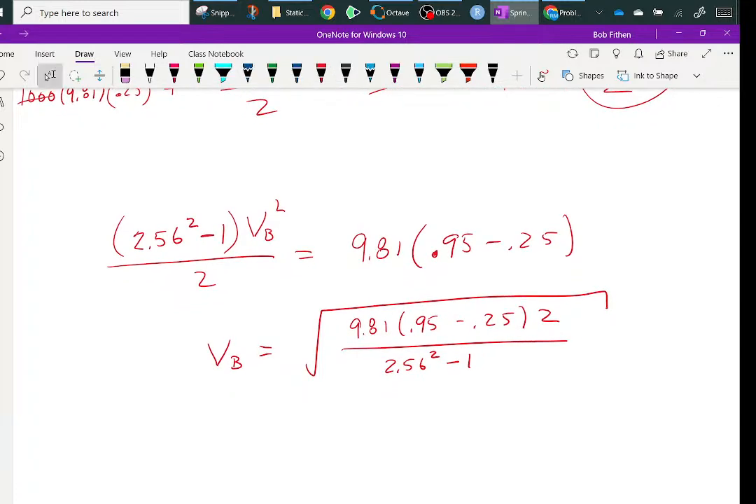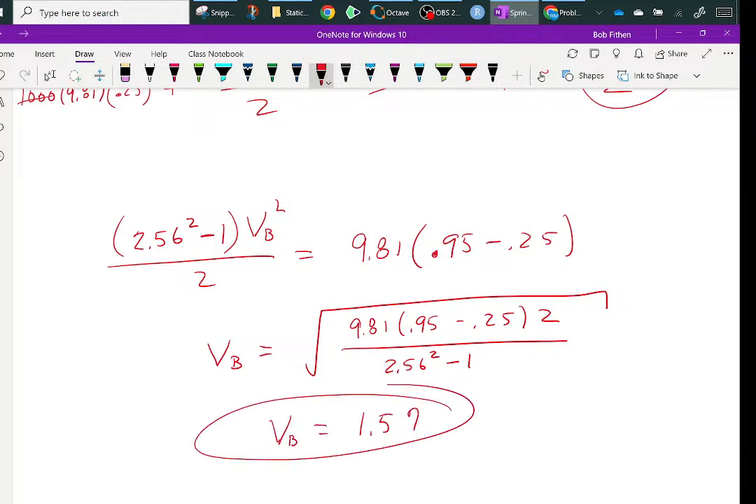Let's see if I wrote this well enough for this calculator to calculate it for me. Let's see, did it actually? Looks like it did. So it looks like I get 1.57 for VB, about 1.57.